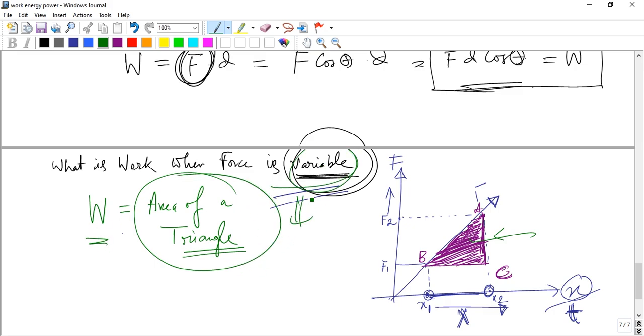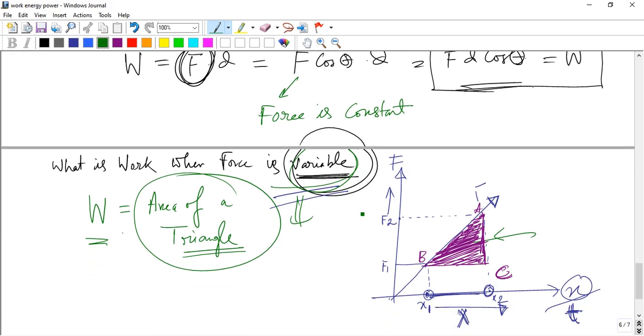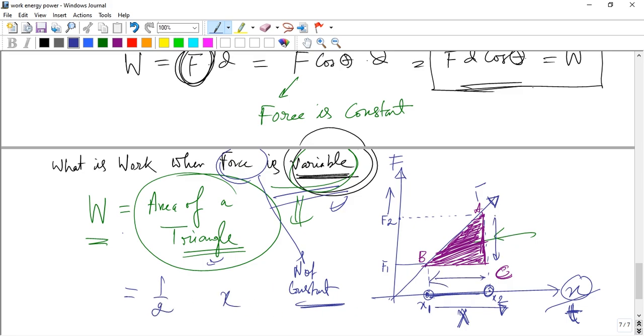Now in the previous topic we discussed that the force is constant. But here the force is not constant; the force varies. So the area represents the work done, which is very easy. The area of the triangle equals half base times height, where the base is the displacement and the height is the change in force, called capital F.